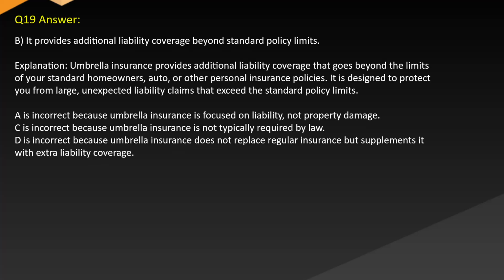Answer: B. It provides additional liability coverage beyond standard policy limits. Explanation: umbrella insurance provides additional liability coverage that goes beyond the limits of your standard homeowners, auto, or other personal insurance policies. It is designed to protect you from large, unexpected liability claims that exceed the standard policy limits.